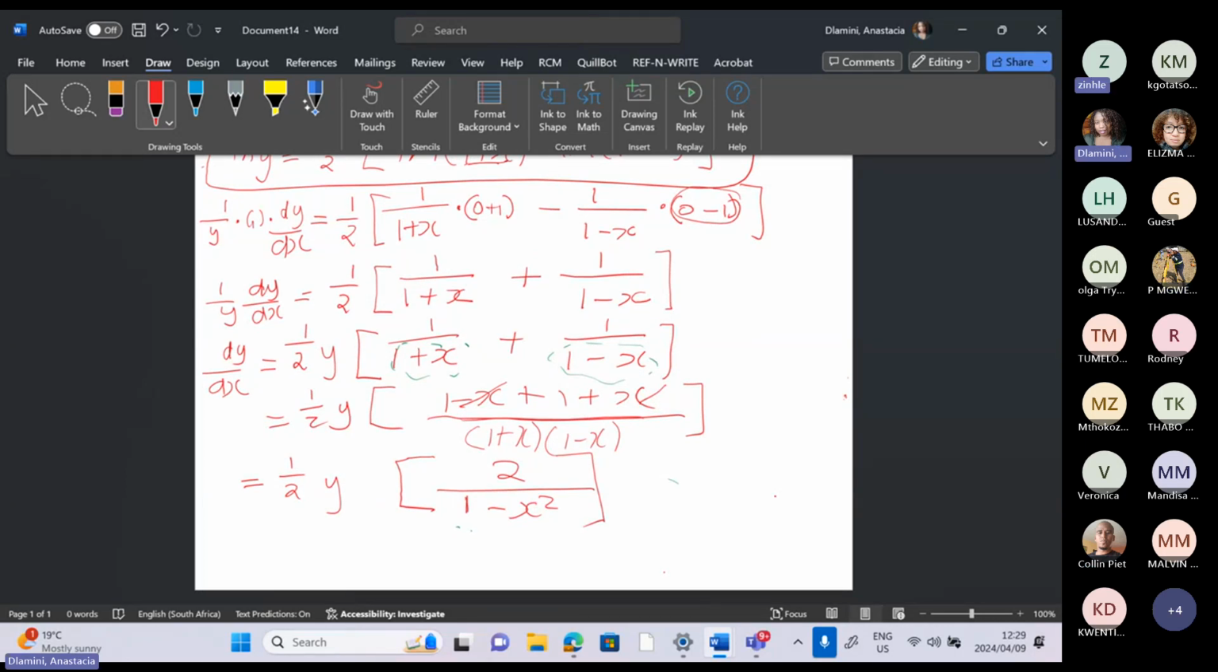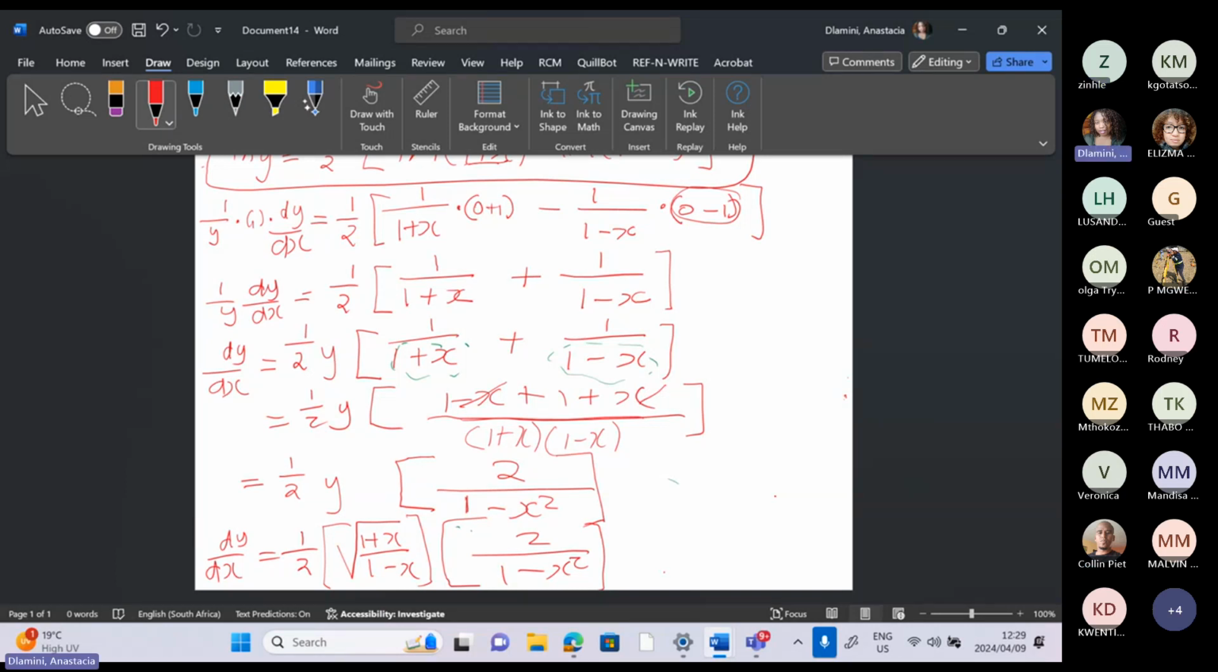So therefore, dy over dx equals 1 over 2. Our y was the square root of 1 plus x over 1 minus x. I just like putting in brackets. So this is 2 over 1 minus x squared. Are we all together there? Yes, ma'am.